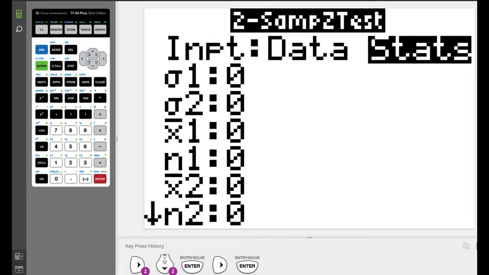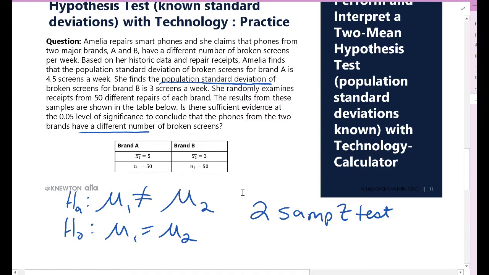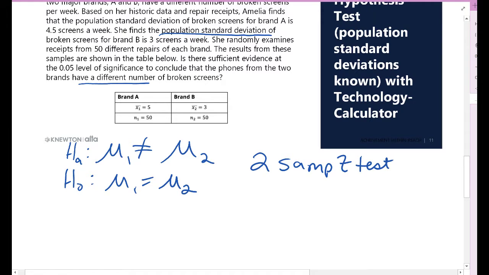I will actually write down this stuff. So sigma 1 and sigma 2. So remember, anything with a subscript 1, brand A, subscript 2, brand B. So sigma 1 is the population standard deviation for brand A. Okay, what did they tell us? They told us that the population standard deviation for broken screens for brand A is 4.5. So sigma 1 is 4.5. Sigma 2 is the population standard deviation for brand B. And they tell us that standard deviation is 3 screens per week.